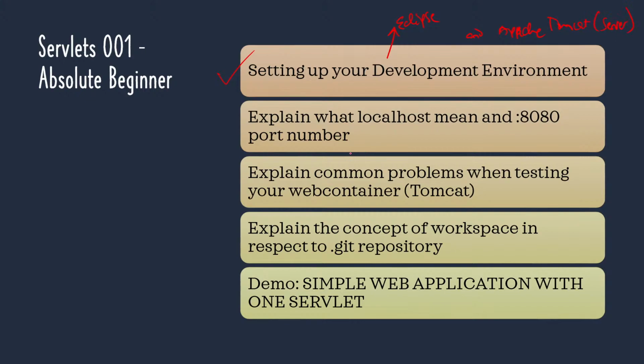And then after that, I explained the common problems which we encounter. That we did, and we troubleshooted that. So these are troubleshooting tips. After this, we explained the concept of workspace versus repo, repository. Fine. And we created a simple web application with one servlet. Actually, we created static and dynamic websites, both.